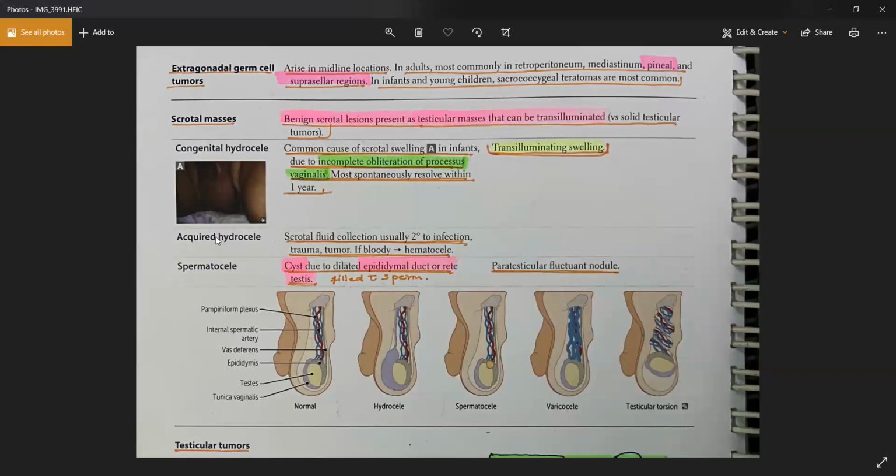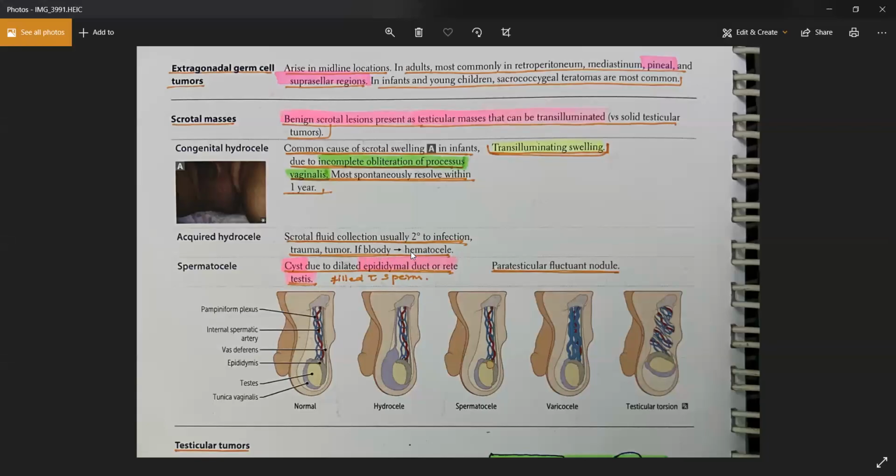Second is the acquired hydrocele. It can happen because of any infection. Whenever you have an infection, you have edema, because of an increase in the permeability of the blood vessels. So when the permeability of the blood vessels is increased, you will have an accumulation of fluid inside the scrotum, and that again can lead to an acquired hydrocele.